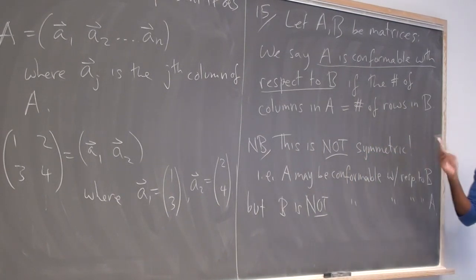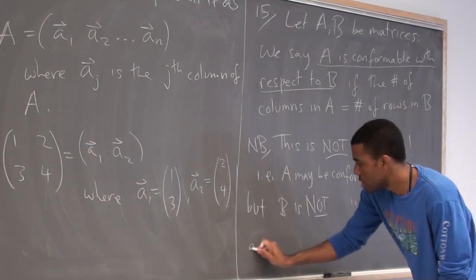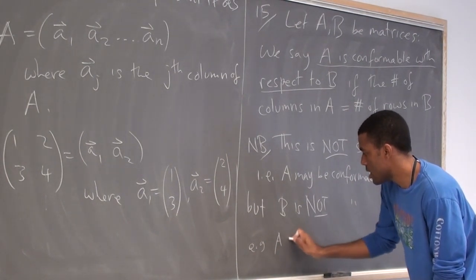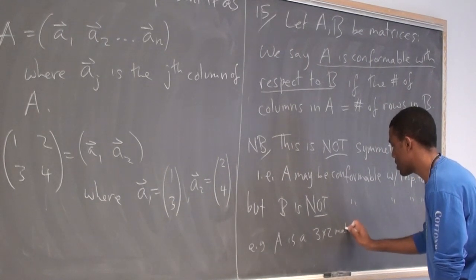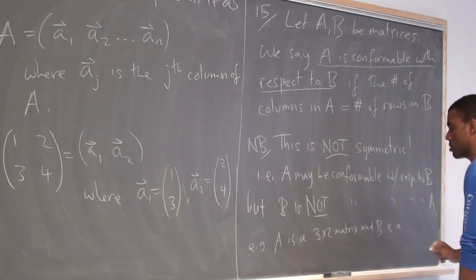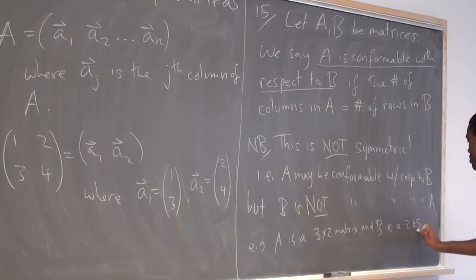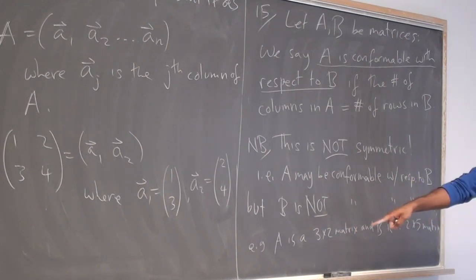It's not a relationship that is symmetric. So you can have A be conformable with respect to B, but B is not conformable with respect to A. For example, if A is a 3 by 2 matrix and B is a 2 by 5 matrix, the number of columns in this matrix equals the number of rows in this matrix, but the number of columns here is not equal to the number of rows there. So in this case, A is conformable with respect to B, but B is not conformable with respect to A.